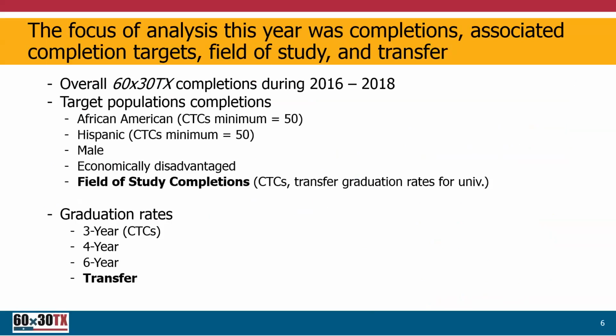Our associated target completions included the target population, and we looked at African American. For CTCs, we had a minimum of 50 completions. For Hispanics, and then in CCCs for Hispanic completions, we had a minimum of 50 completions. We also looked at male for both sectors, economically disadvantaged for both sectors, and for CCCs, we looked at field of study completions. The graduation rates are listed there below. As you can see, the three-year graduation rate applies only to the CCCs, and we also looked at transfer graduation rates.